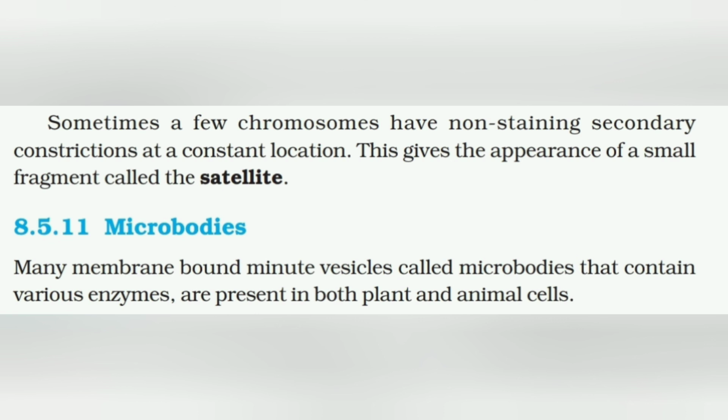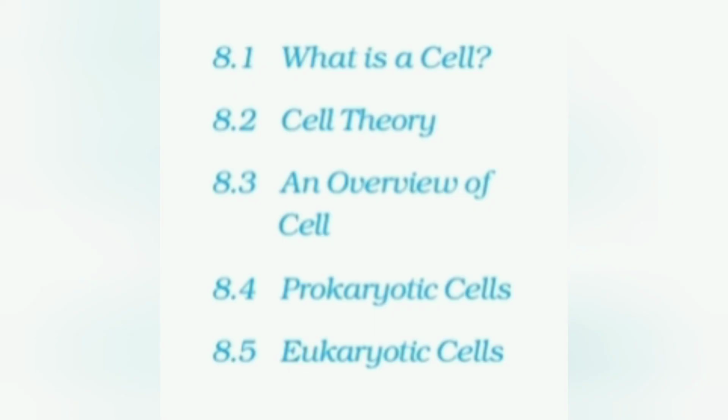Next is microbodies. Many membrane-bound minute vesicles called microbodies that contain various enzymes are present in both plant and animal cells. This was all about chapter number 8.